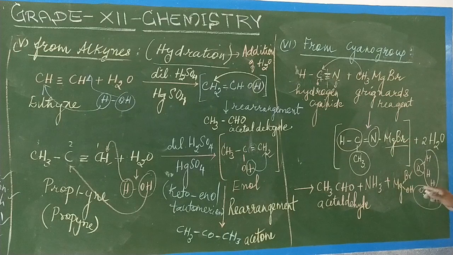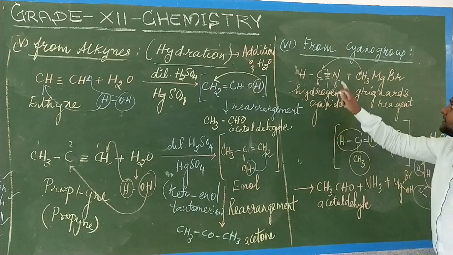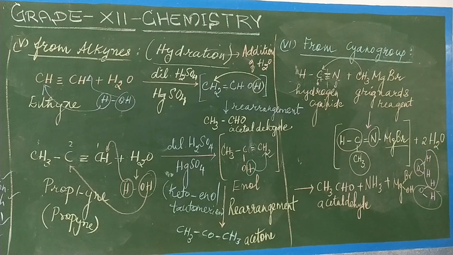Now, similarly for ketone we have to write the same. Ketone. What have you written? Hydrogen cyanide on treatment with Grignard's reagent gives rise to the formation of an intermediate compound plus water molecule. We have to add 2 molecules of water.